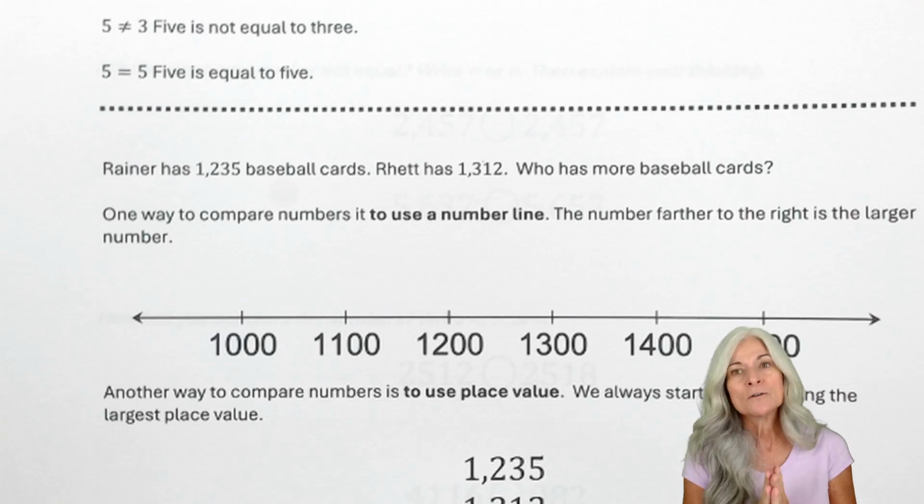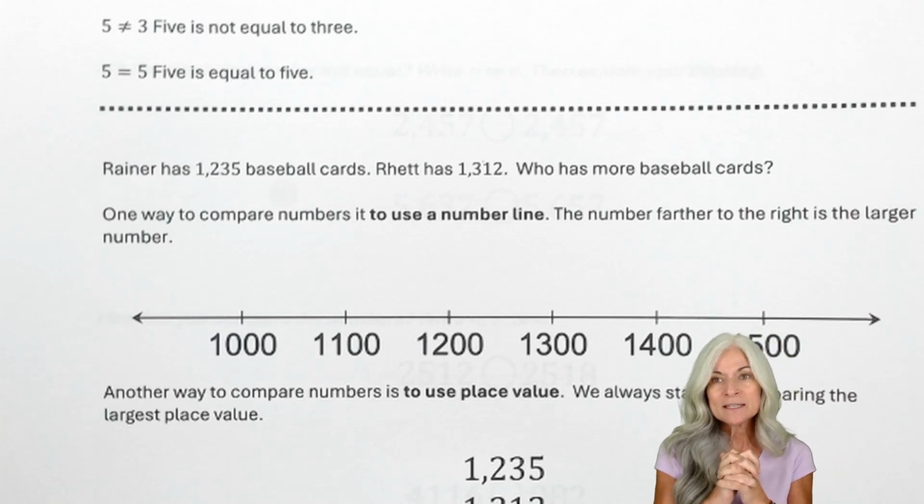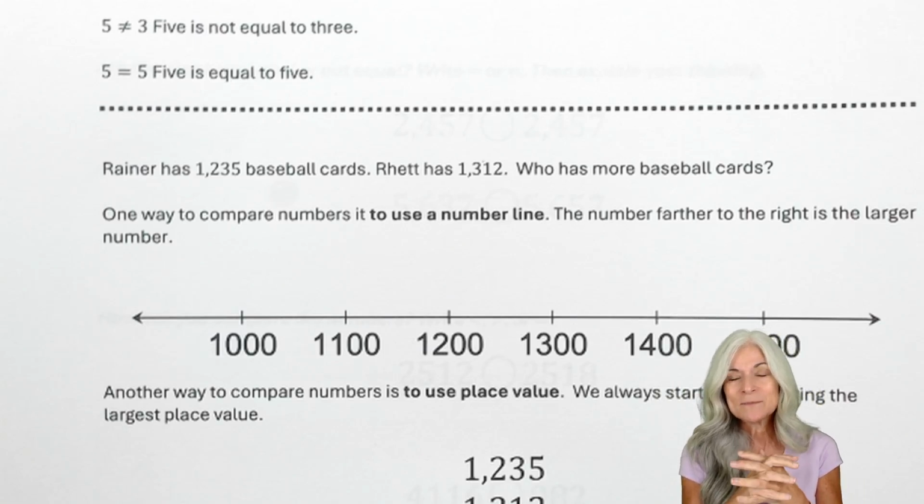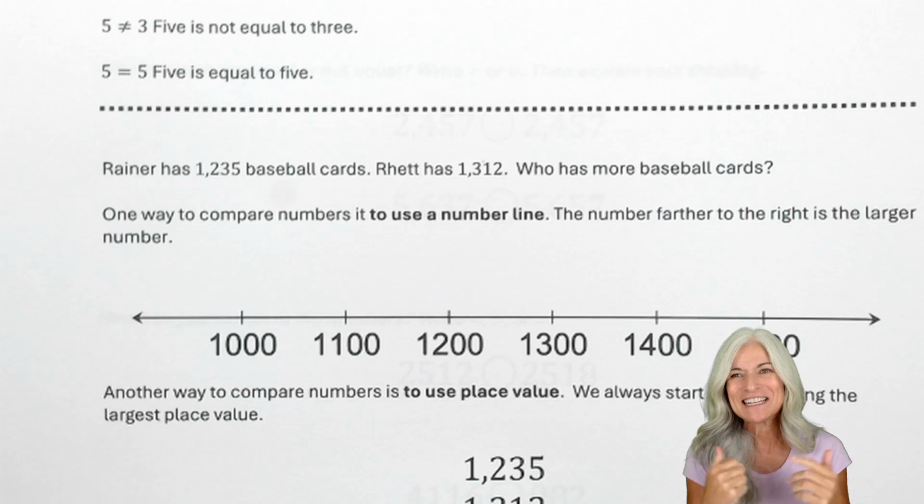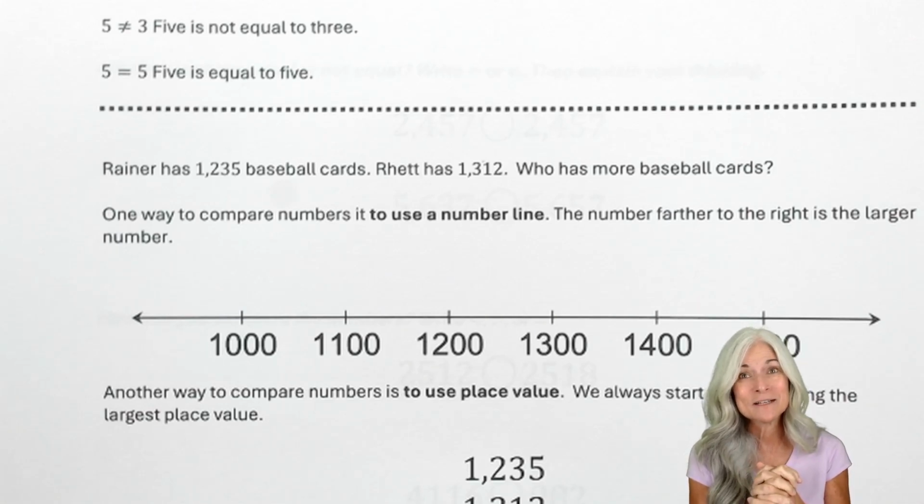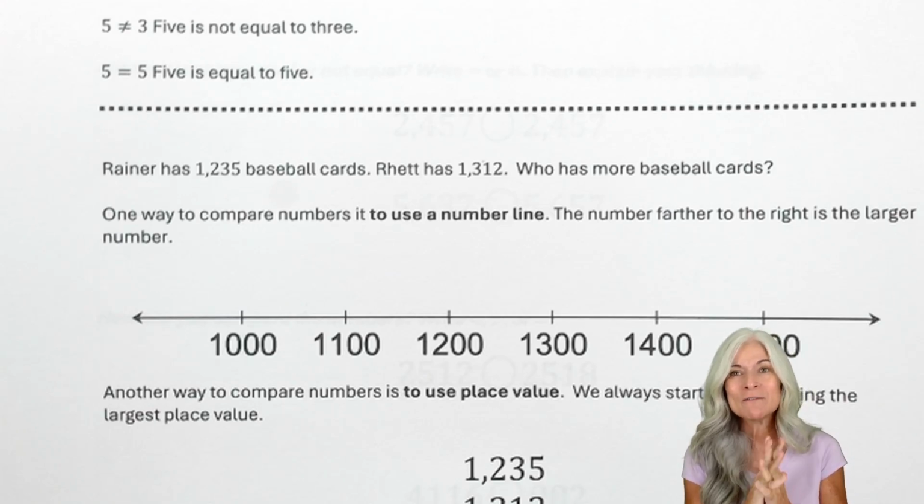All right, so they'll open up this lesson in the student practice book. You'll see there's a question similar to this one. I decided to throw my grandson's names in there. Rainer has 1,235 baseball cards. He does not, but we'll pretend for this. Rhett has 1,312. Who has more baseball cards?